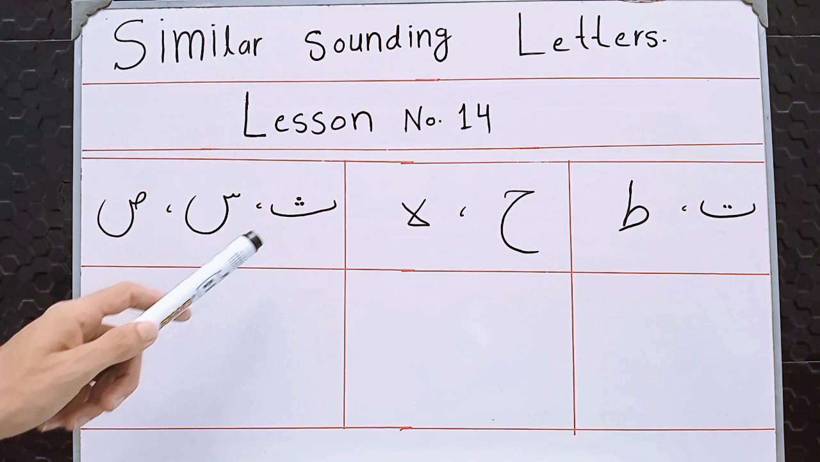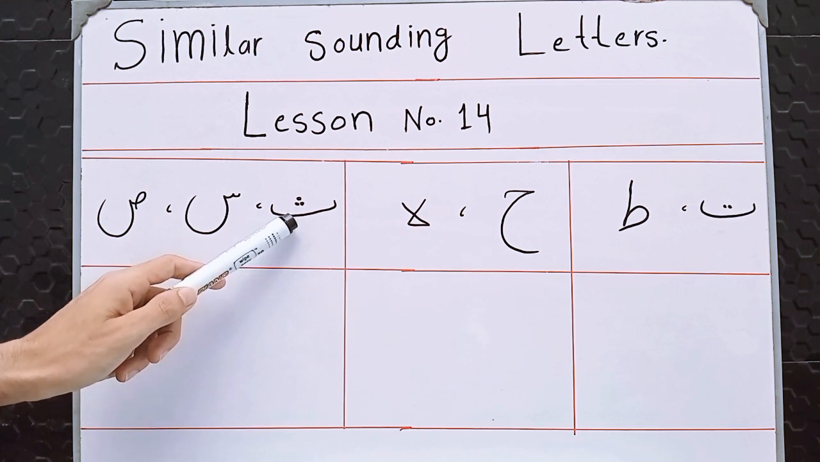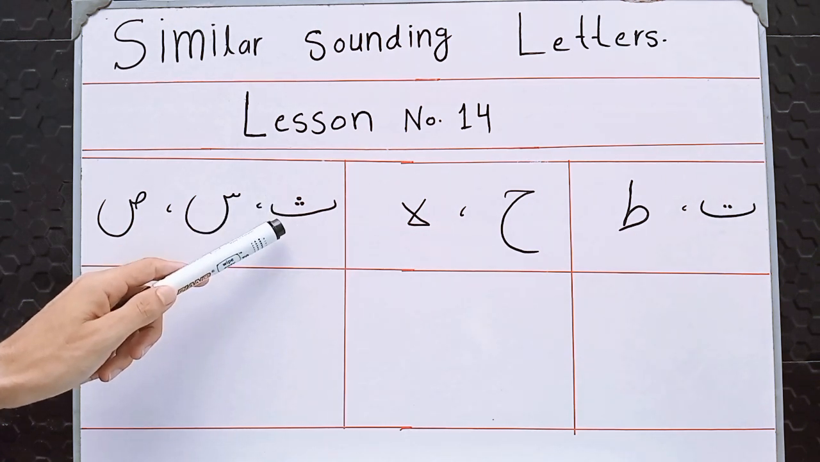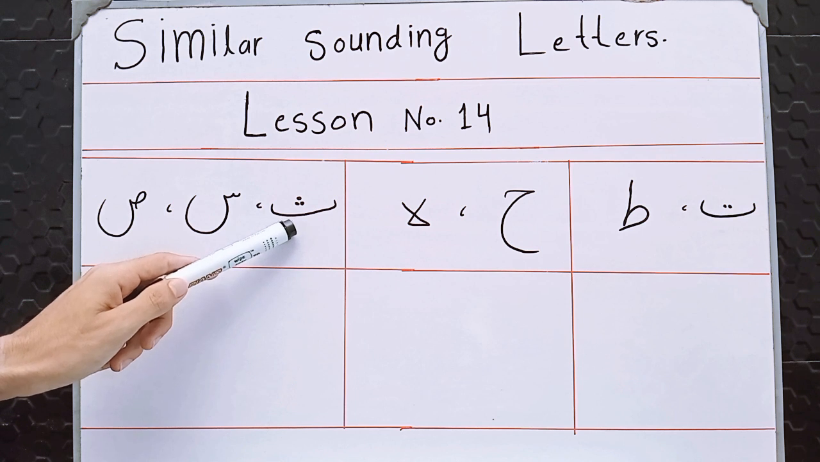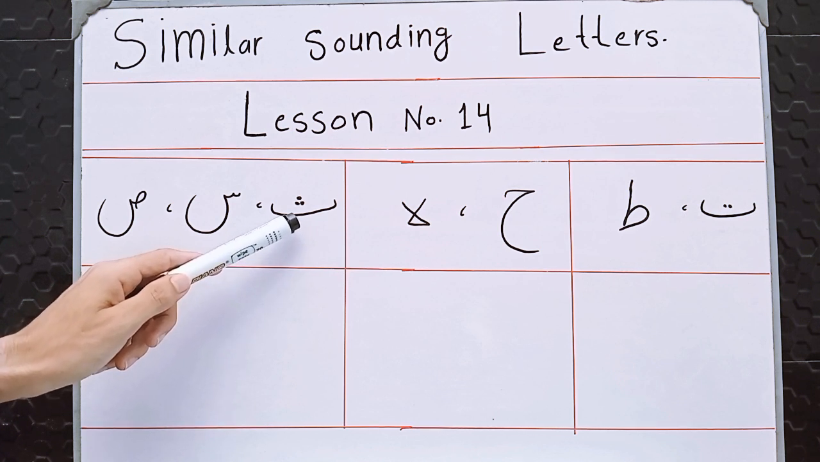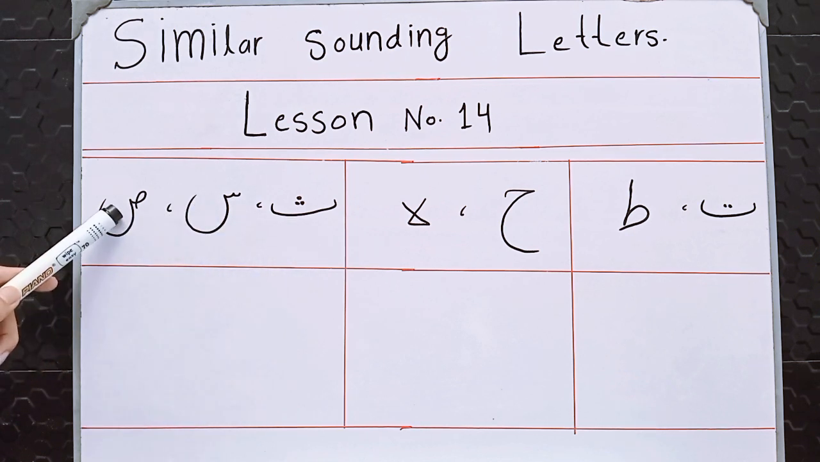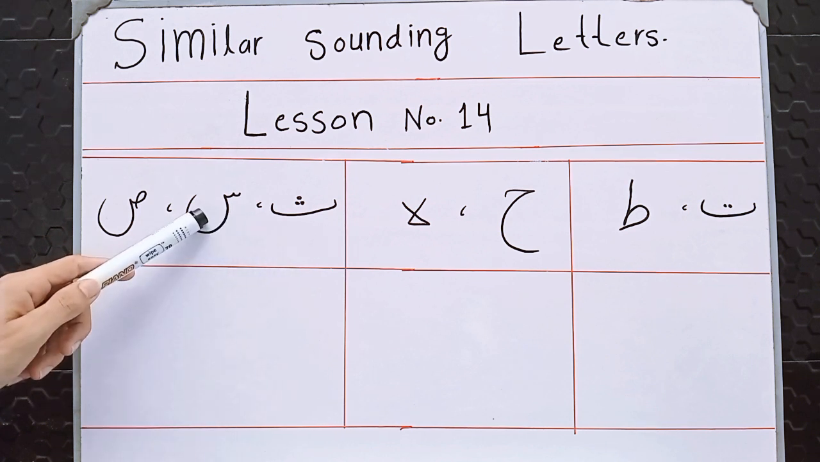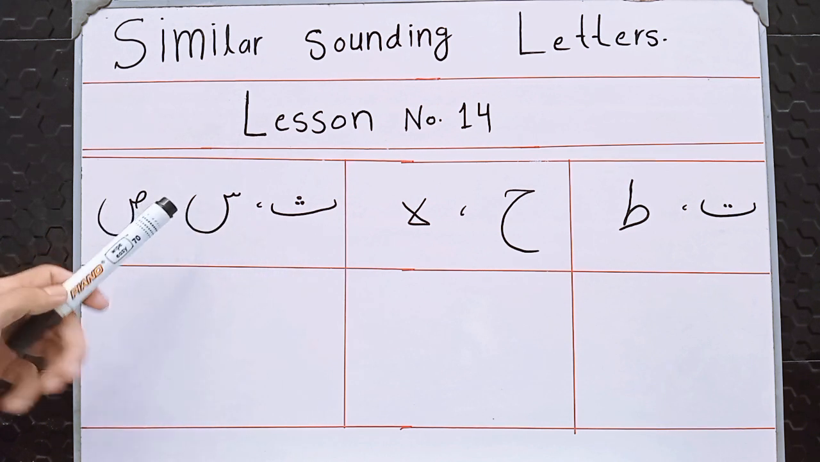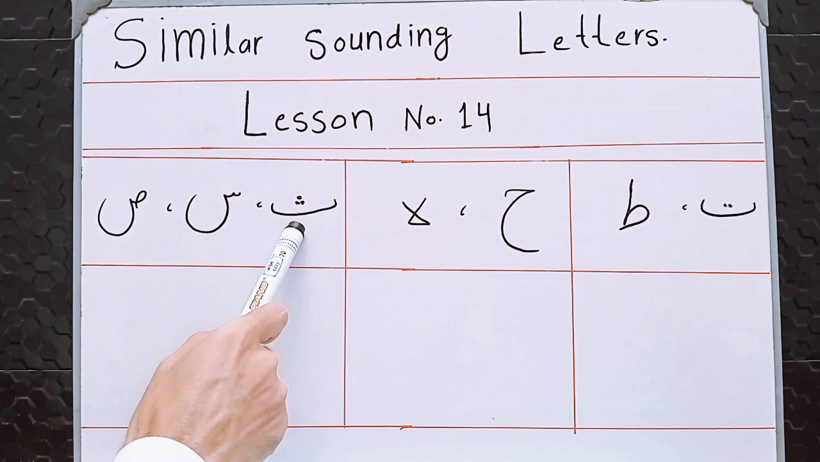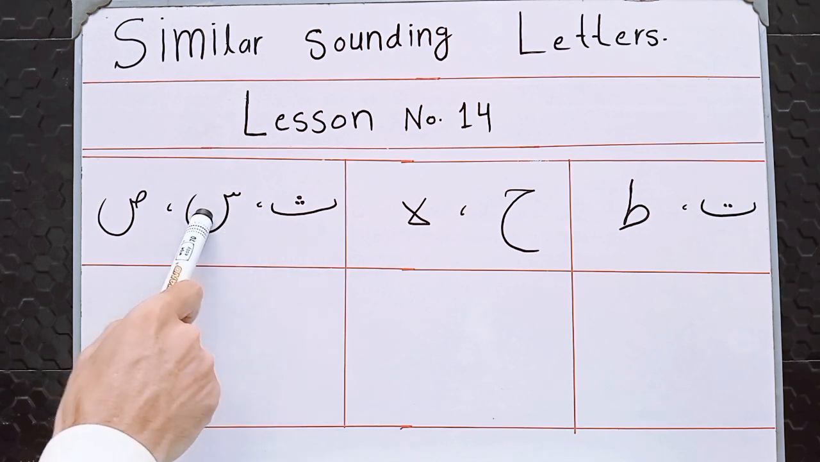My brother and sister, some people say sa for this letter. This is incorrect, this is wrong. The correct one, the right one is tha. You can pronounce it like this: tha. Don't say sa, this is wrong. The right one is tha, sin, sod. These three letters are similar sounding letters, and you can feel the difference: tha, sin, sod.